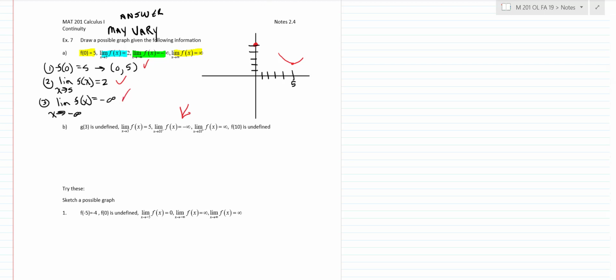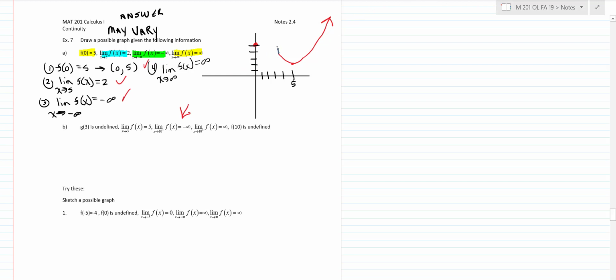So that's good. And then the next thing we have is the fourth condition, the limit as x goes to infinity of f of x, that also goes to infinity. All right, so here's what that means. As x gets bigger, y gets bigger. So that means you could just make that graph go like that. Okay, now what you do from here is up to you.